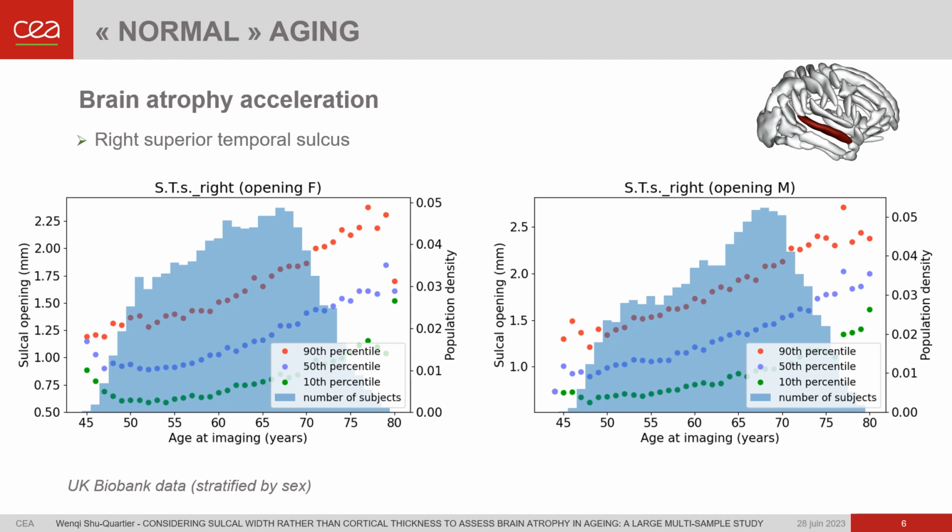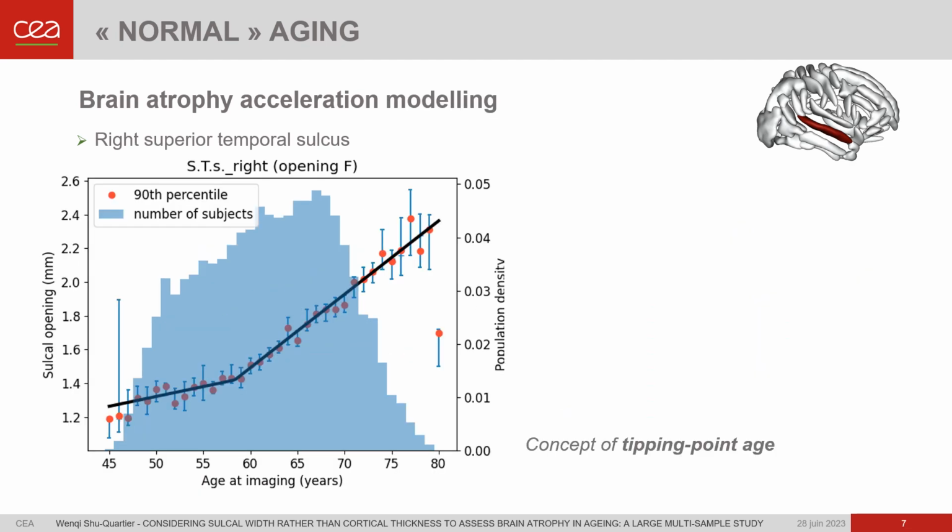For instance, in the case of the right superior temporal sulcus, we first notice an initial phase characterized by a plateau, followed by a change in slope. Here, we suggest modeling the progression of the sulcal width, or the cortical thickness, as a piecewise linear function to capture the sudden acceleration of atrophy at a specific point, visually observed in several sulci.